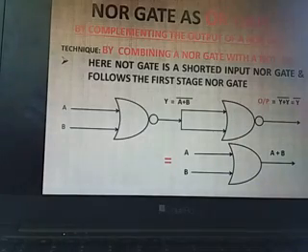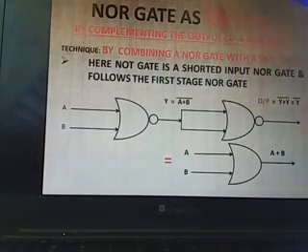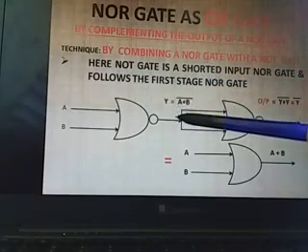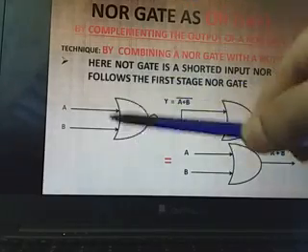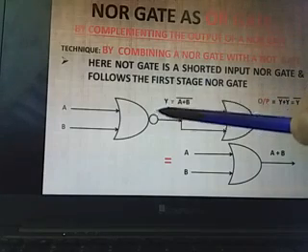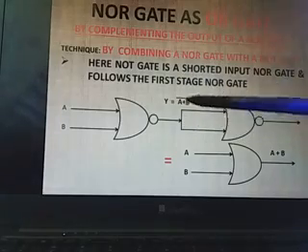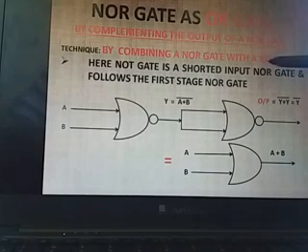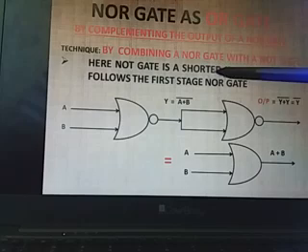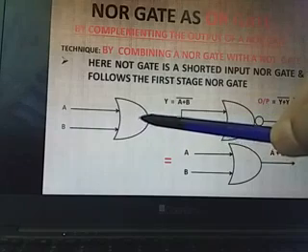So here we will remember that a NOR gate will work as an OR gate when two NOR gates are put in cascade with each other, where the first stage NOR gate is a simple NOR gate and the second stage NOR gate, which follows the first stage NOR gate, is the single input NOR gate, which will act as a NOT gate. So the technique is that this NOT gate is a shorted input NOR gate and it has to follow the first stage NOR gate.